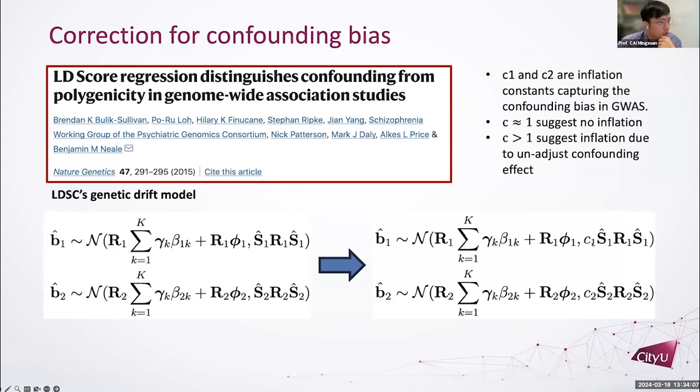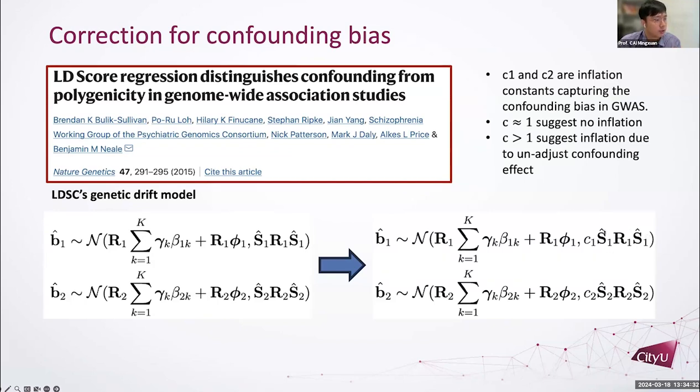However, if C is larger than 1, you can see that the variance will be enlarged in the model on the right-hand side. That means the original standard error S1 hat here may not be enough to capture the noise in the GWAS effects. So in that case, we need to enlarge this variance term.